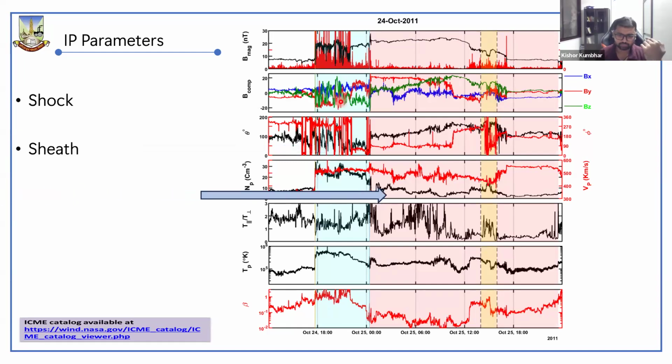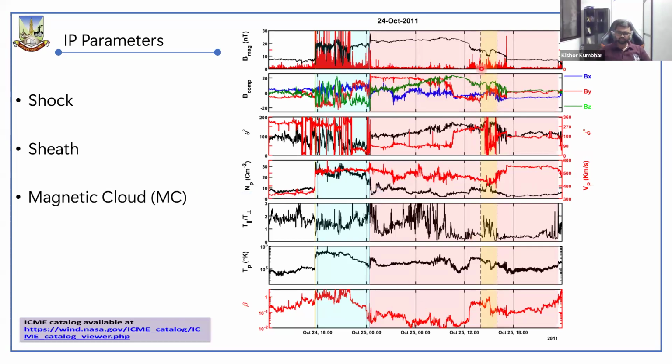After the sheath region, this pink shaded region is basically a region where we observe signatures such as large rotation of the IMF magnetic field, as well as smooth rotation of the IMF components, along with a decrement in the number density as well as the velocity, as well as a decrement in the temperature and low plasma beta signatures, which suggest that the observed structure is an ICME magnetic cloud.